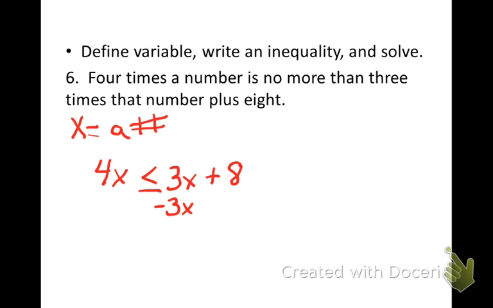We've got to get our variables on the same side by subtracting 3x. And we get x is less than or equal to 8. It did not ask us to graph this one, so you don't have to graph it.